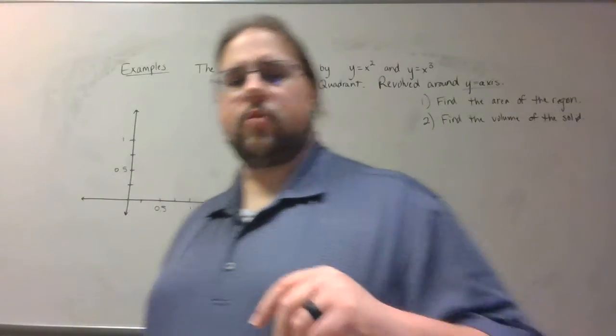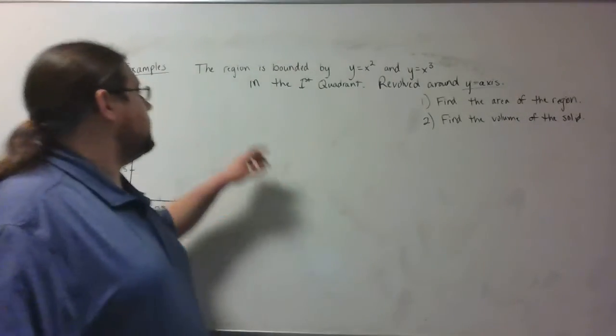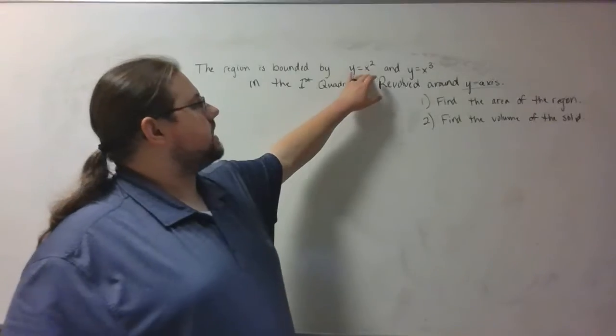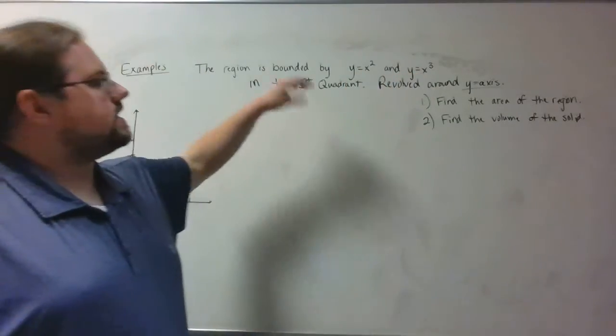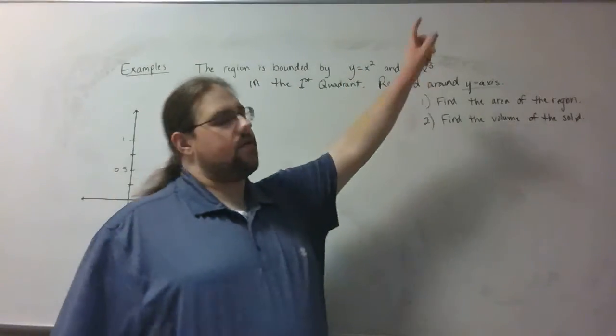All right, so I'm ready to do some more examples. In this case, I'm going to have a region bounded by y equals x squared and y equals x cubed, still in the first quadrant. This time we're going to revolve it around the y-axis.